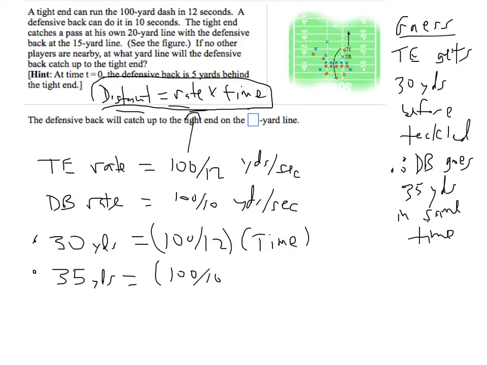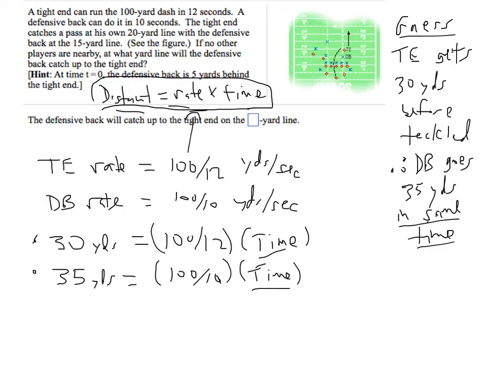His speed is 100 over 10, which I'll just keep writing that way to remind myself where it came from, times the time. So if I'm trying to check whether this is right or not, I don't know because I don't know what the time is. But notice that the key is that if the defensive back catches up to the tight end and tackles him, that means that the time in both of these equations is the same. And so that's sort of the big moment for this problem.